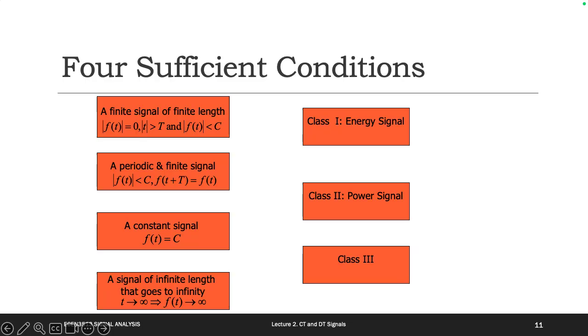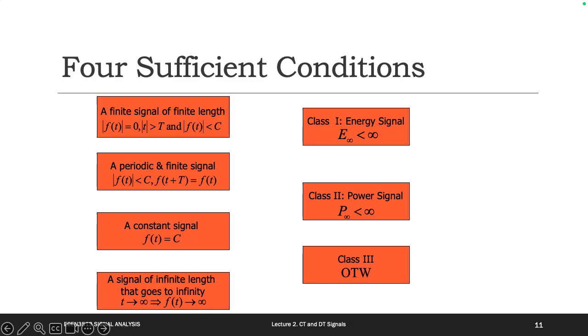Class 1, the energy signal. What's the feature of an energy signal? Yeah, the finite energy. The energy signal usually will have a finite energy. And how about the power signal? It will have a finite power. And class 3 means it is otherwise.